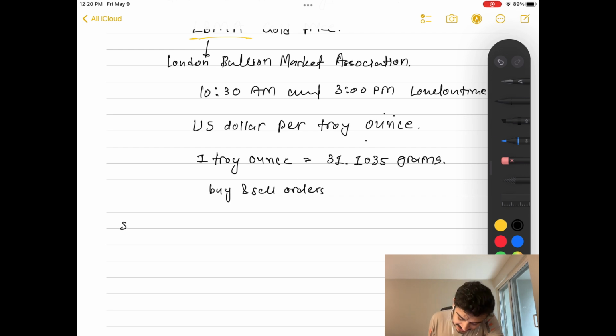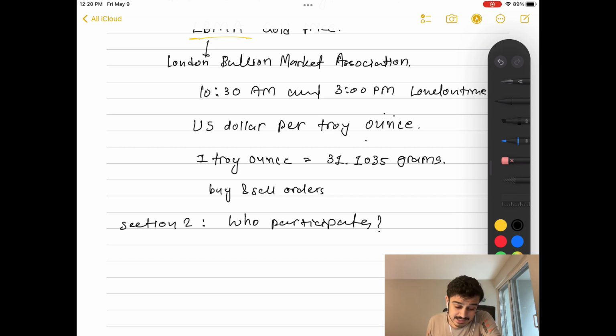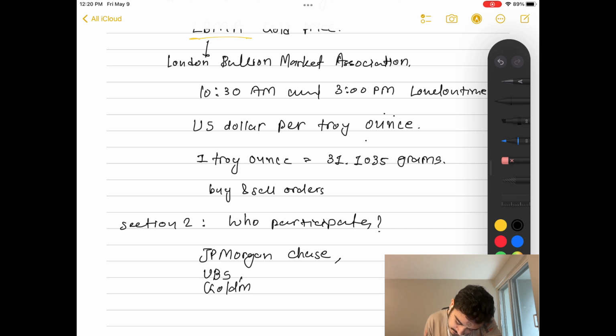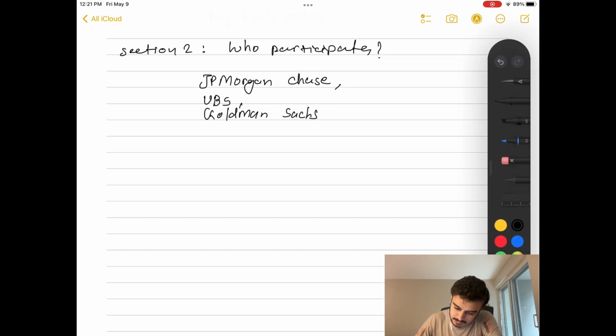Now, in the second section we will see who participates in such auctions. Okay, so the price is determined by major financial players like JP Morgan Chase, then UBS, Goldman Sachs, then HSBC. They submit bids on behalf of central banks.